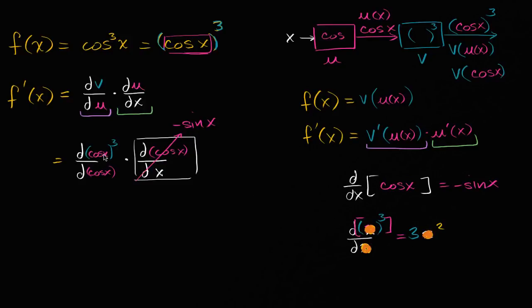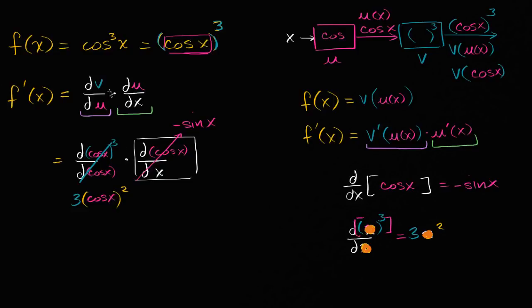So if I'm taking the derivative of cosine of x to the third power with respect to cosine of x, well, this is just going to be 3 times cosine of x to the second power. Notice, one way to think about it, I'm taking the derivative of this outside function with respect to the inside. So I would do the same thing as taking the derivative of x to the third power, but instead of an x, I have a cosine of x. So instead of it being 3x squared, it is 3 cosine of x squared.